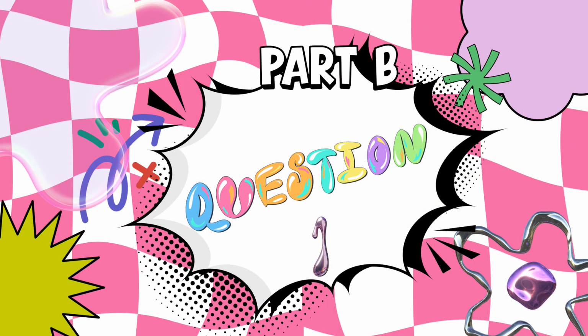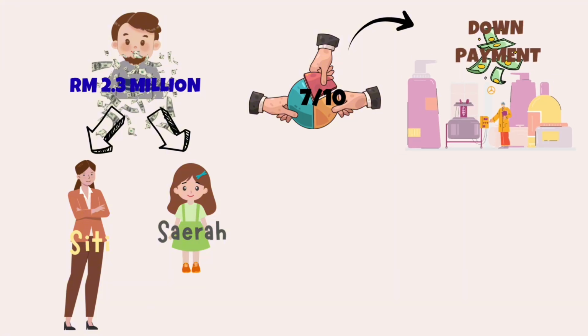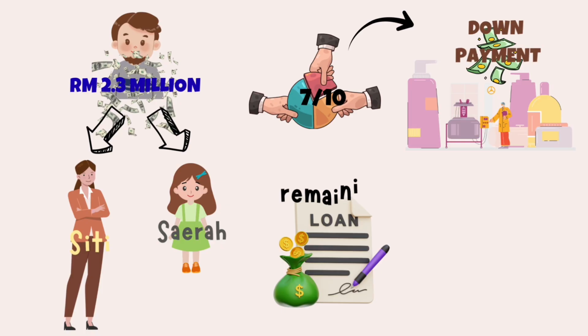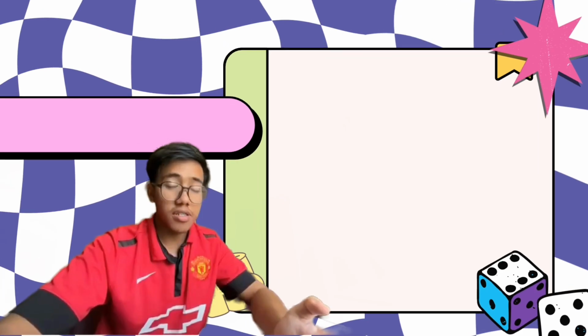Part B, question 1. Siti's father left an inheritance of 2.3 million ringgit, which was divided in the ratio of 7:3 among Siti and her sister Saira. Siti used her entire share as the down payment for a cosmetics factory worth 4.2 million ringgit. She then took a loan to cover the remaining cost of the factory. The bank charges 1.4% interest, compounded monthly, and the loan is to be repaid over a period of 35 years. The question is, find the monthly payment.